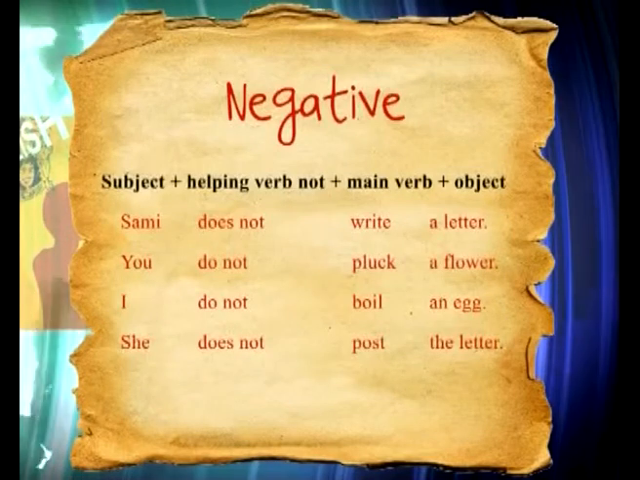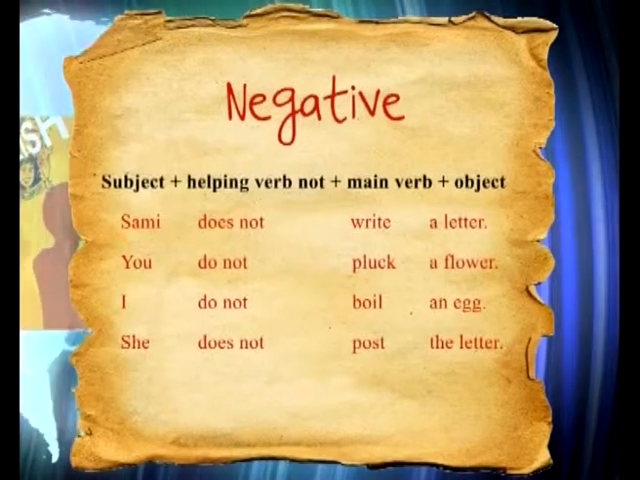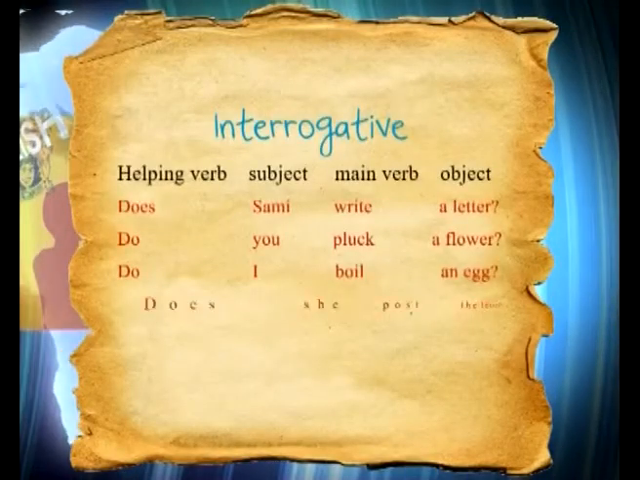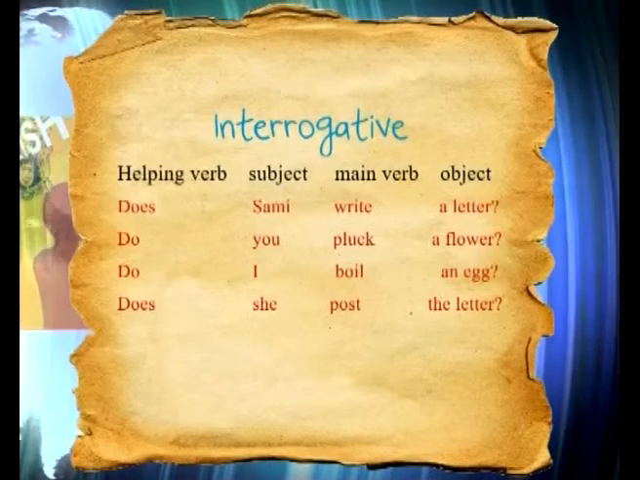Similarly, you do not pluck a flower. I do not boil an egg. But she does not post the letter. Does with she, don't forget. The third aspect, interrogative, that means question. Here the formula changes slightly.